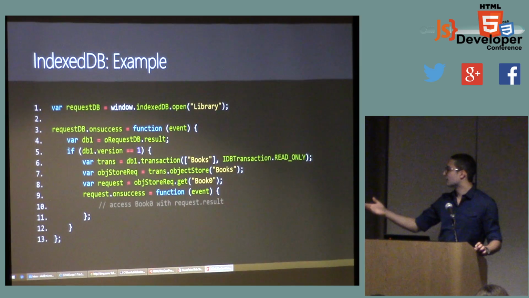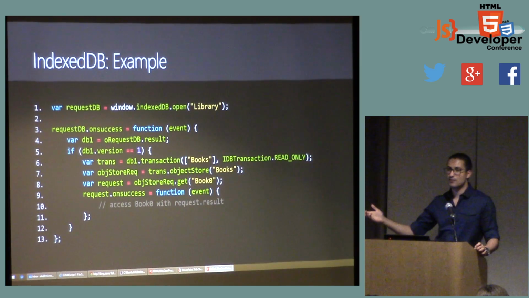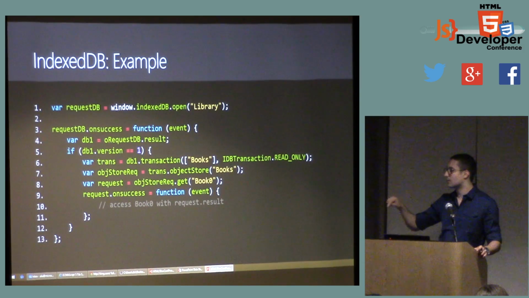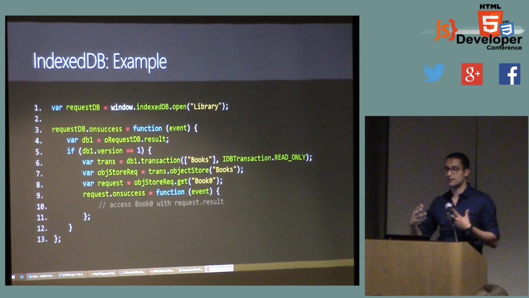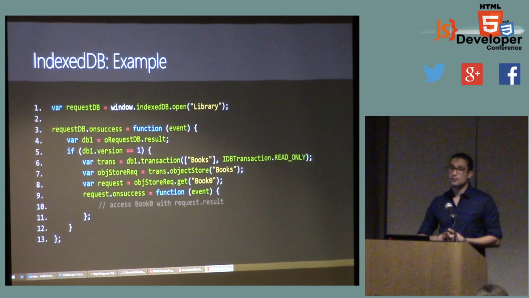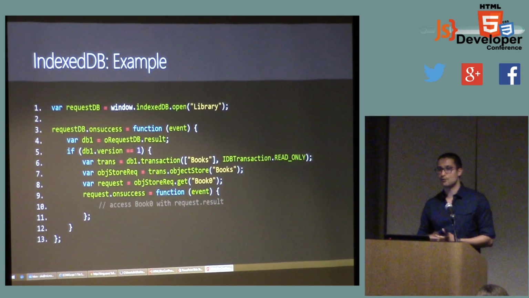From there, we can instantiate a transaction by referencing the database and then doing .transaction. Provide a range of databases of object stores that we want. So if we had an object store that was called books, for example, in library, we would specify that here. We would also specify if we want to only read it or if we want to read and write.